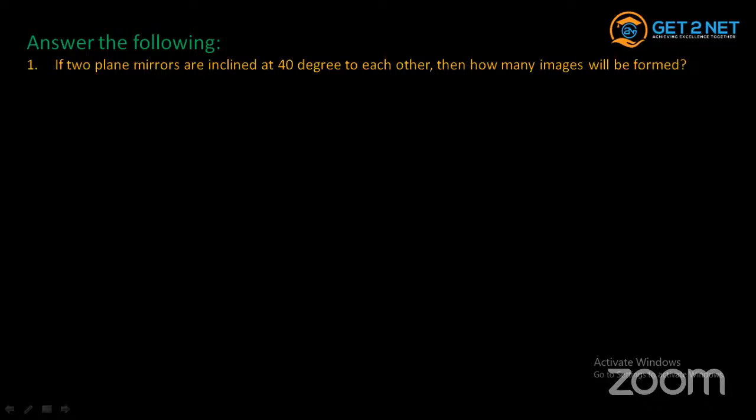So I hope all the concepts are clear, but now we will go through some of the questions so that we can check how much we have learned. So first question, if two plane mirrors are inclined at 40 degrees to each other, then how many images will be formed? Options are 7, 8, 9 and 10. Okay, Gitanjali, Swapneswar, they have given the right answer, that is 9.